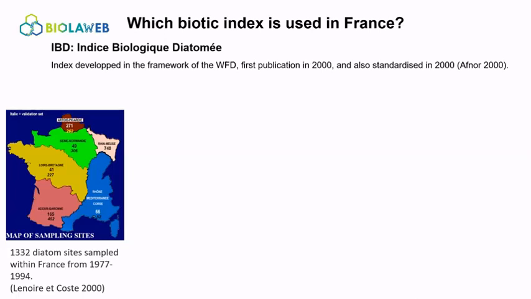the framework of the WFD, so the Water Framework Directive. And there was the first publication in 2000, and it has also been standardized in 2000 at the French level. So it has been constructed on a database that you can see here, some samples which were in fact collected by Michel Coste, 1,300 diatom samples where you have floristic list, but also chemical parameters to be able to calculate these ecological profiles. So it was the first version of the Diatom Index IBD.